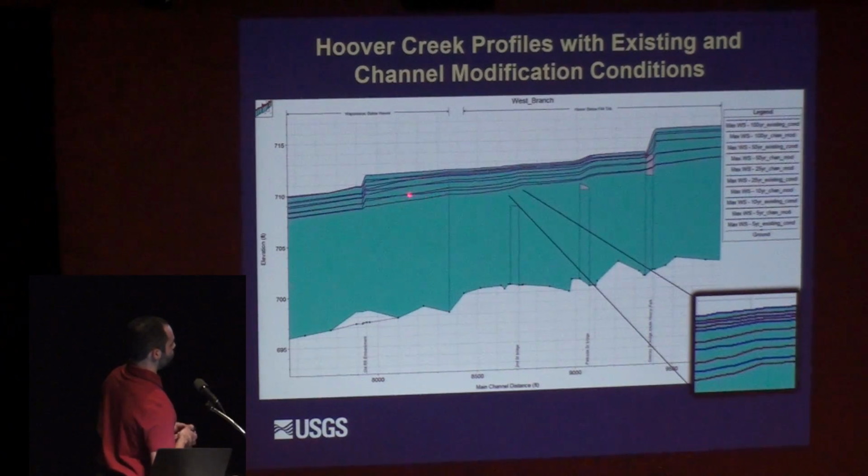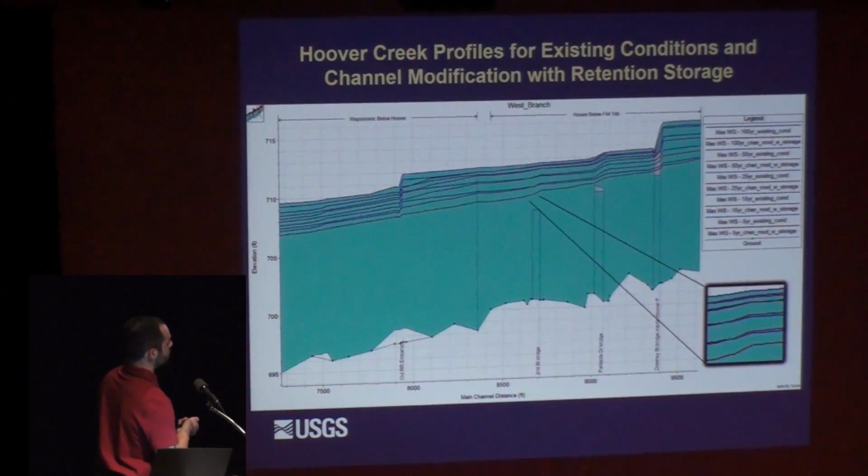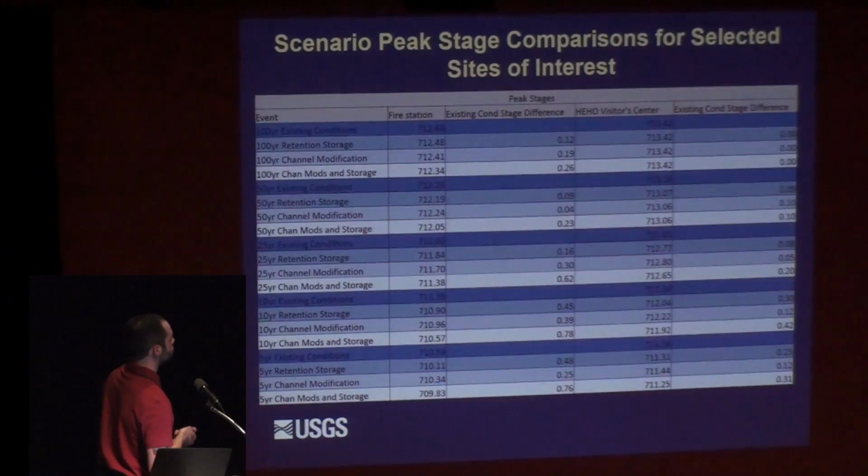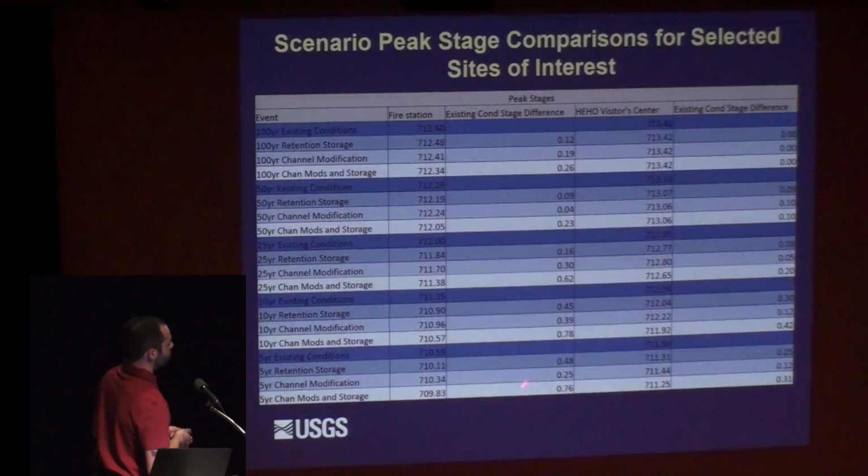Same thing. This is what the channel modification does to Hoover Creek, and it has some effect until you get all the way up to this Downey St Bridge. But again, there's going to be modifications to that bridge and upstream from there, so I'm just waiting to get those designs to plug into the model. And this is with the channel modifications and retention structure.